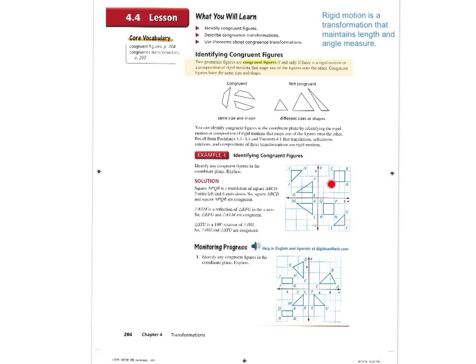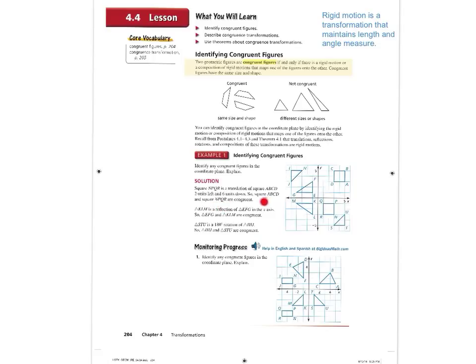And we can see that quadrilateral ABCD is congruent to quadrilateral NPQR. The order of the letters matters, so you want corresponding vertices matching up with corresponding vertices. So A matches up with N and corresponds. B matches with P and corresponds. C corresponds to Q, and D corresponds to R. So when you name the shapes that are congruent, the order of the letters must correspond.